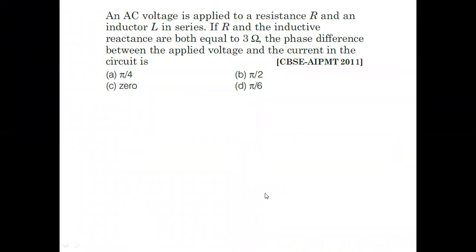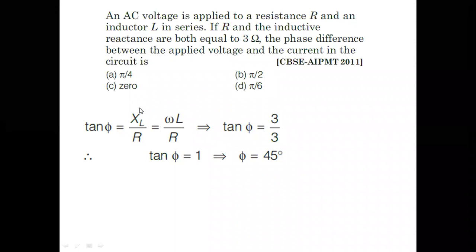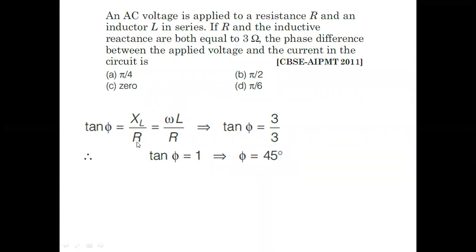In case of an RL circuit, let me address it. Tan phi stands for the phase angle. I hope I have discussed this at length. It is a ratio of the opposition offered by the inductor to the opposition offered by R. Actually, it is XC minus XL or XL minus XC upon R. Since it is an RL circuit, there is no C contribution, that is XC. So it is XL upon R. XL is written as omega L upon R. And the formula gives you a simple relation. L value is 3, R value is 3, so 3 by 3.